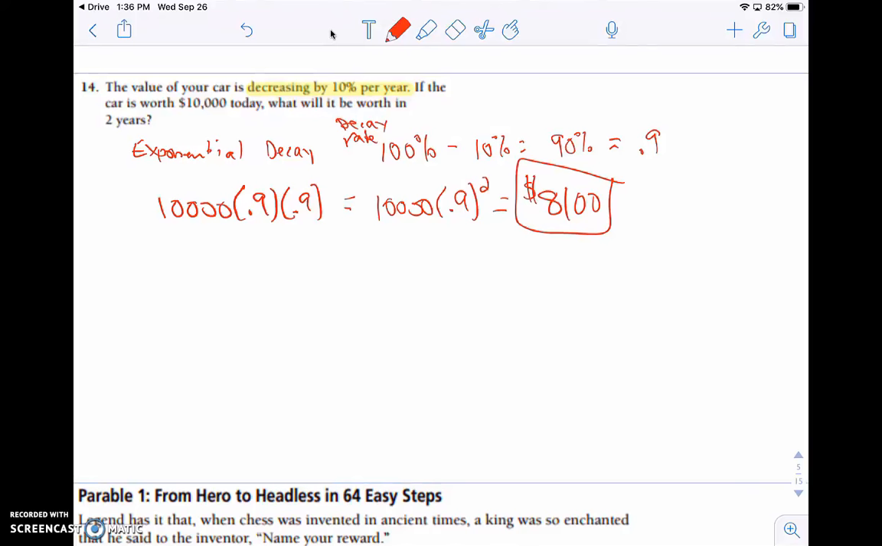So that's a look at how we would determine whether something is exponential decay or growth or linear growth. I didn't give you a linear decay, but that would just mean that you're subtracting a constant number every single time. Hopefully you can see the power of exponential growth and decay.